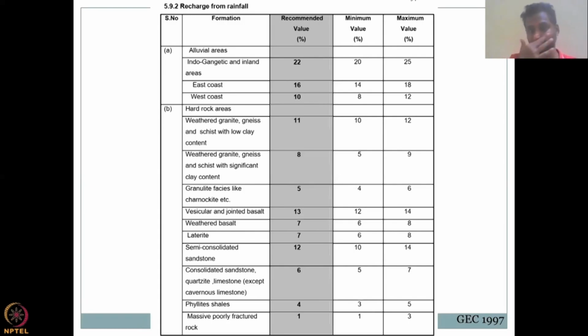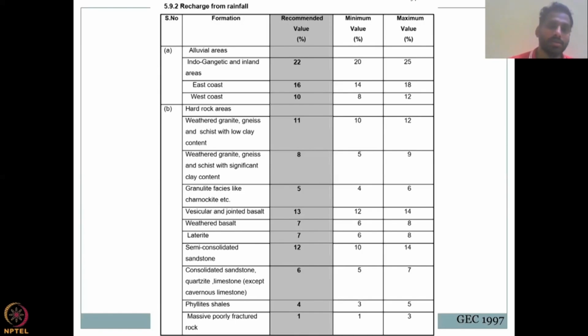Then you have the east coast and west coast. As I said, along the east and west, you have a lot of rivers actually flowing out, and those are alluvial aquifers, like Kaveri and Pennar on the east coast. On the west coast, you have Narmada, Tapti, and other rivers. The hard rock areas are the central part of India.